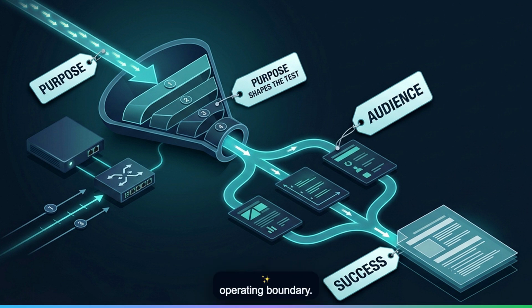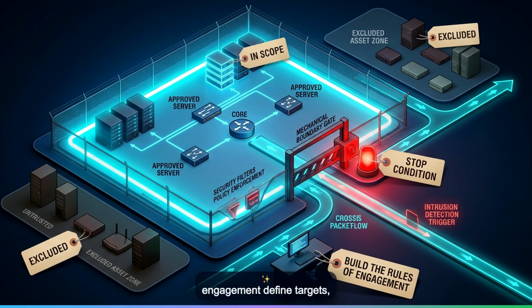Now, draw the operating boundary. The rules of engagement define targets, allowed techniques, prohibited actions, test windows, evidence handling, and stop conditions. Write scope as exact assets, ranges, applications, locations, or identities. Write exclusions just as clearly. An asset that looks related is not automatically authorized, and an ambiguous boundary is a reason to pause, not improvise.